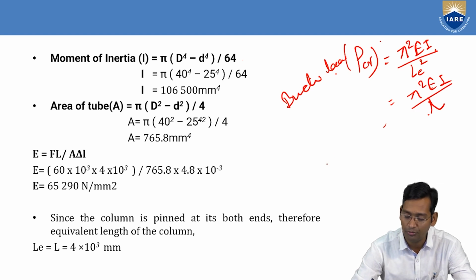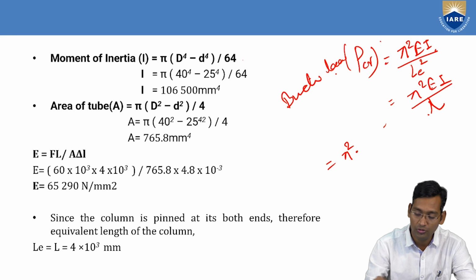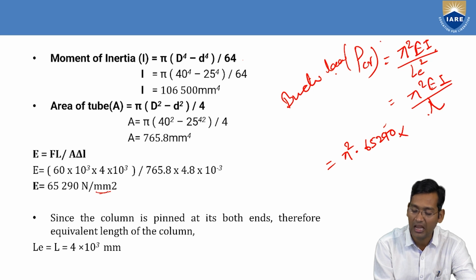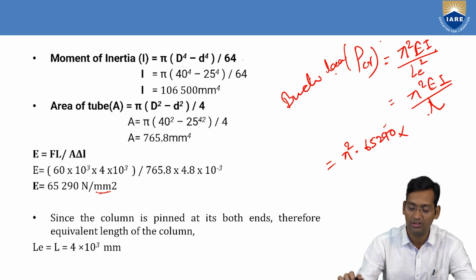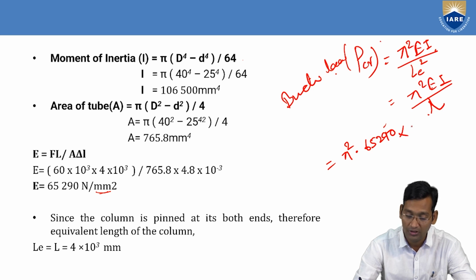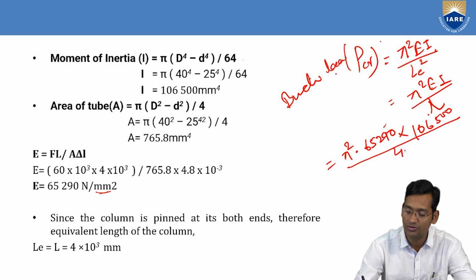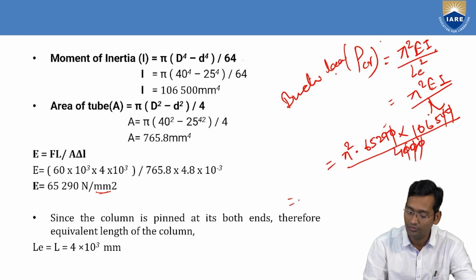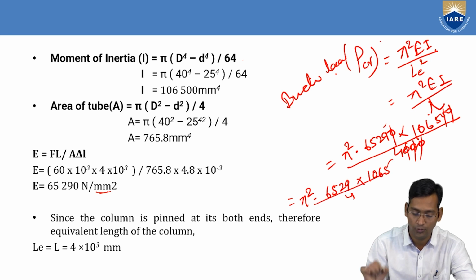Now we put in all the values. Pi square into E, which is 65290, into I, which is 106,500. Since we are taking everything in mm, the power of 10 is not required. This is divided by L, where L is 4000. Now what is left is pi square into 6529 into 1065 divided by 4.